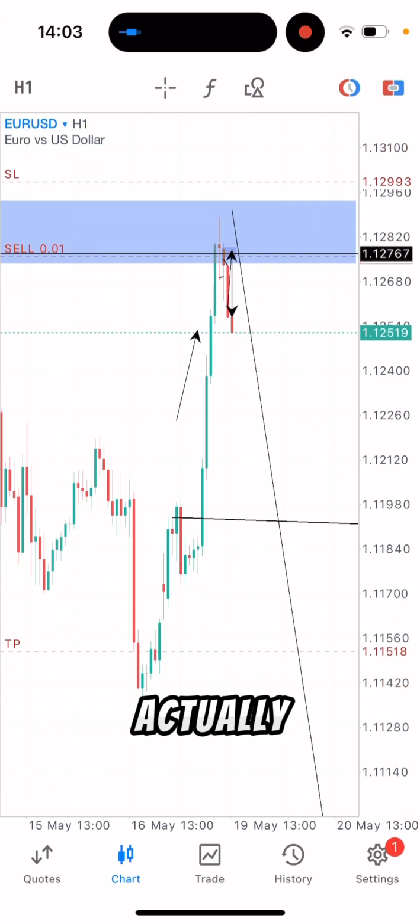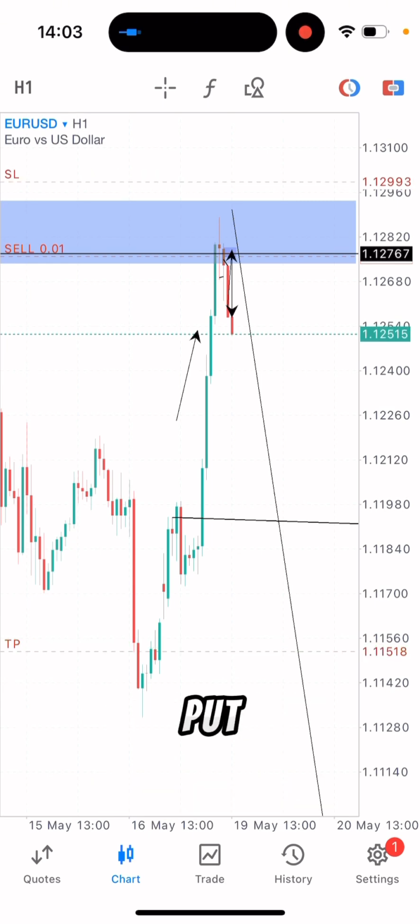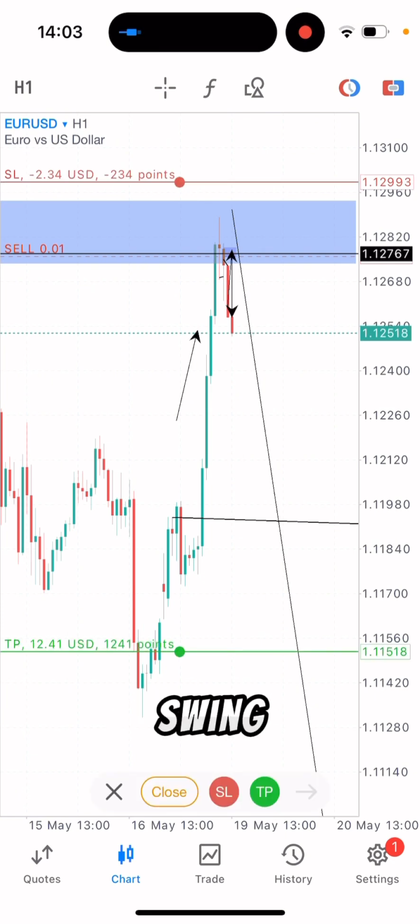So I actually entered this 0.01, putting my stop loss above, which was minus two. If it hit my stop loss, I was going to lose $2.3. So I decided to put that small position in first of all, because I'm more like a scalper. I didn't want to swing everything. I want to swing small positions, then I will scalp very fast with a very big lot size. That was what I was planning to do.